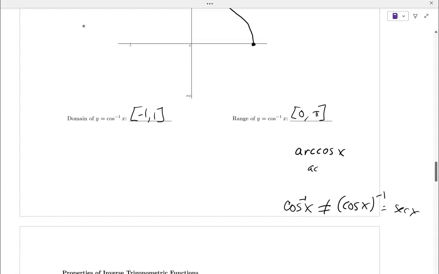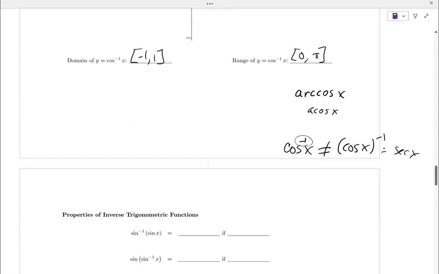Or even more abbreviating, then I just put an A in front of it. I will use this one all the time. The danger of that is it makes you think of a negative exponent, but it's not. It's a notation for the inverse. So be careful with that is what I'm saying. All right.